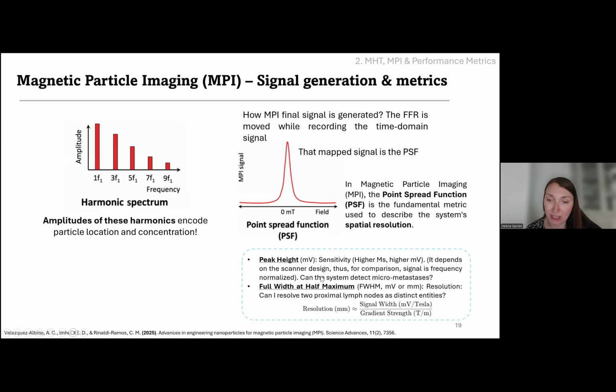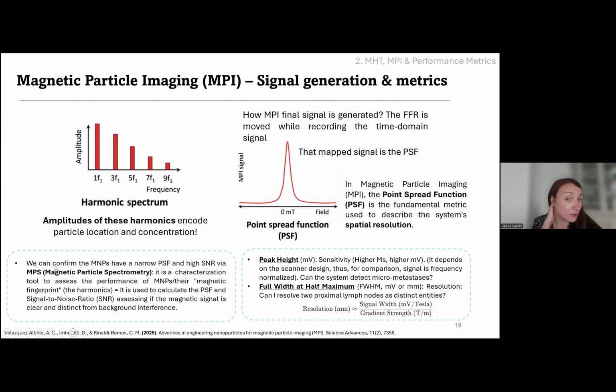But since it depends on the scanner design, normally this MPI signal is normalized, and this sensitivity will tell us if this system can detect very tiny tumors, for instance. Then also important is the full width at half maximum of the signal, which will tell us the resolution. So can I resolve two proximal lymph nodes as distinct entities, for instance? This resolution is given in millivolts or millimeters, okay?